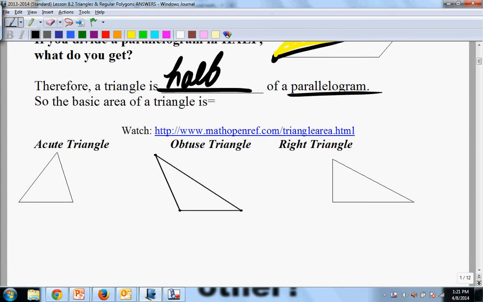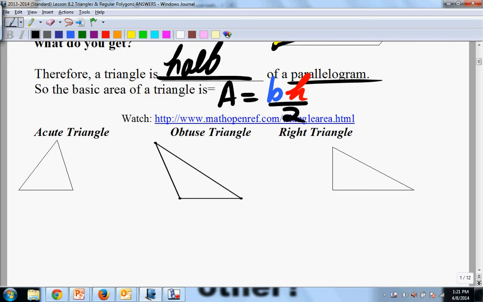2 times by half or divide by 2. So write this out. For a triangle, it's going to be area equals base times height over 2. Base times height over 2.